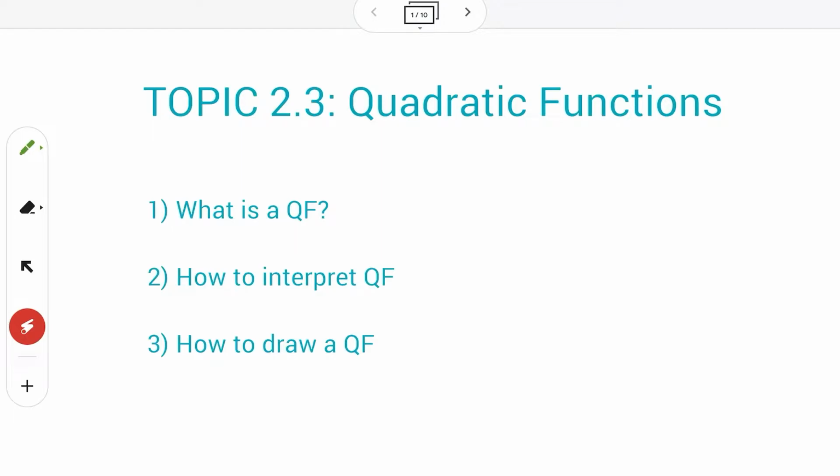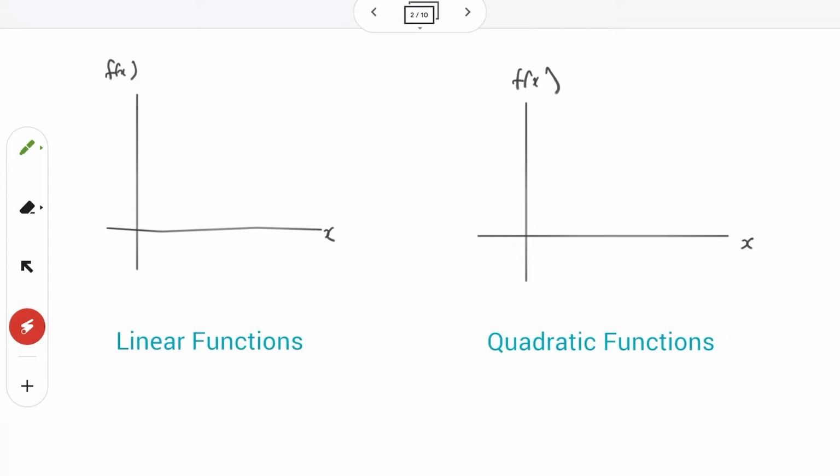Now, today we will cover three things. First of all, what is a quadratic function? Secondly, how do you interpret a quadratic function? And thirdly, how do you draw a quadratic function? 2 and 3, we will sort of do together at the same time because they involve the same steps. Now, what is a quadratic function?